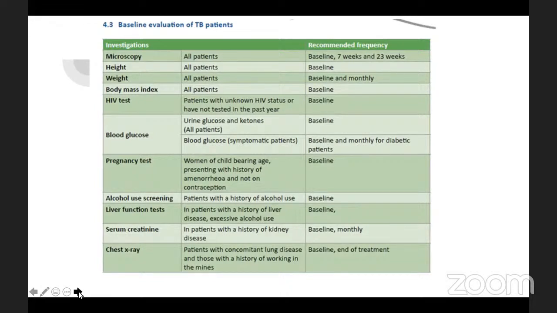You also need to do a pregnancy test for women that could be pregnant, so amenorrhea and childbearing age. Alcohol is screened because that can be a marker of undiagnosed chronic liver disease, and you need to do baseline LFTs for that. If you're known with kidney disease, then you do a creatinine. And a chest x-ray is important for people that have other concomitant lung diseases.